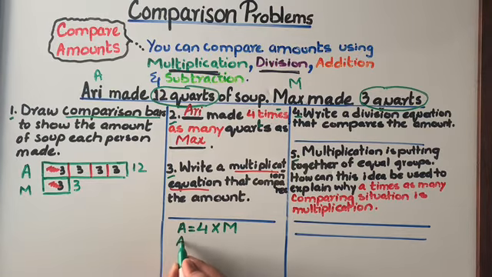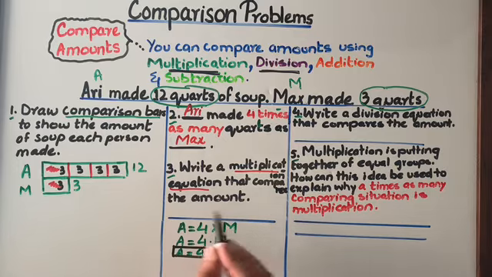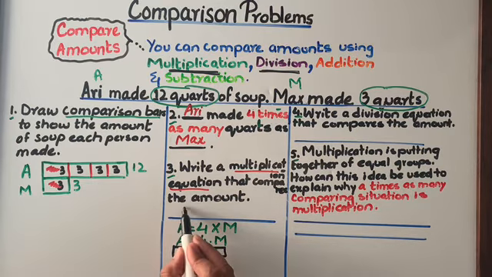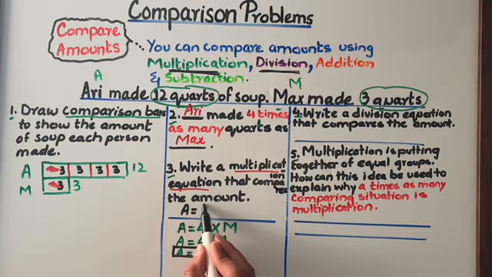Remember, in algebra, we use a dot sign for multiplication. So I can write it like this, and I can also write it like this, 4m. All mean the same. So I'm gonna select this one for the answer of this question. So the multiplication is Eddie's soup quantity is equal to 4 times Max's soup quantity. So E equal to 4m is the multiplication equation.